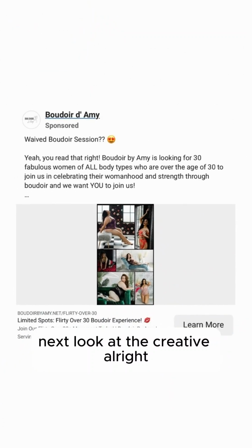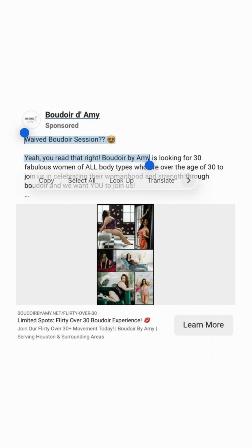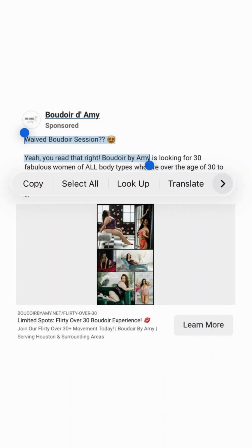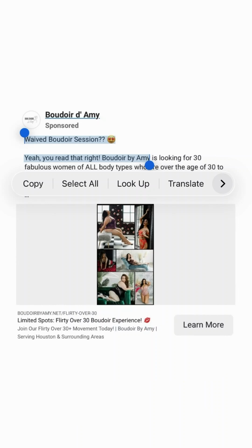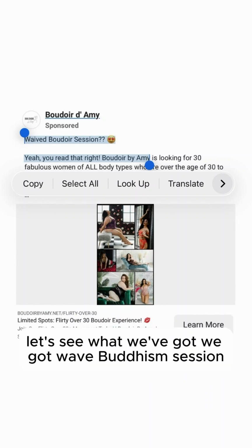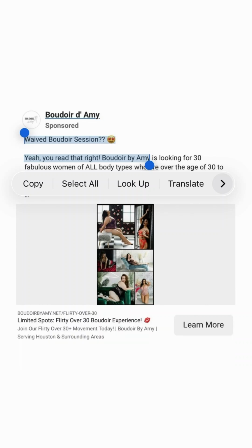Next, we'll look at the creative. All right, hey, this one doesn't. All right, no mistake here. All right, next, we'll look at the see more headline, first 2 3/4 lines, Facebook newsfeed mobile. So let's see what we've got. We have Boudoir session, you're the right, Boudoir by Amy.